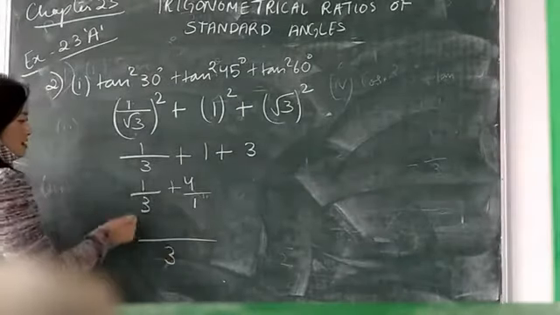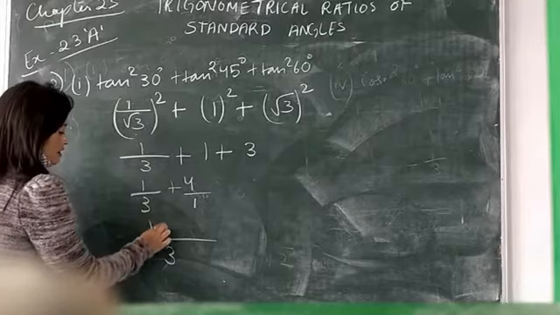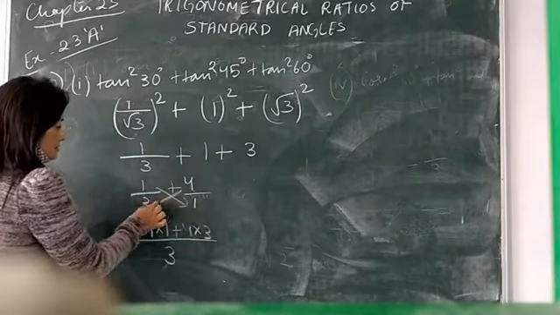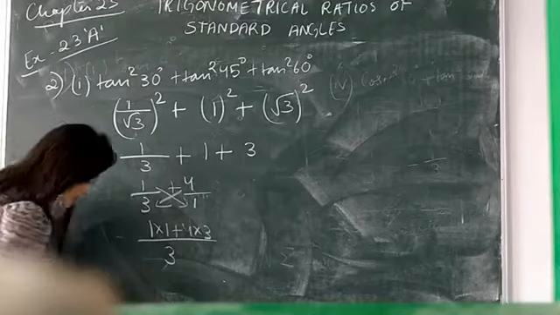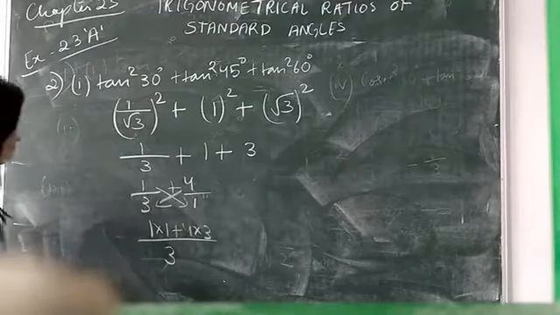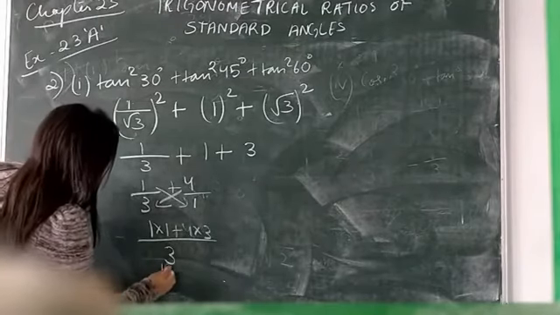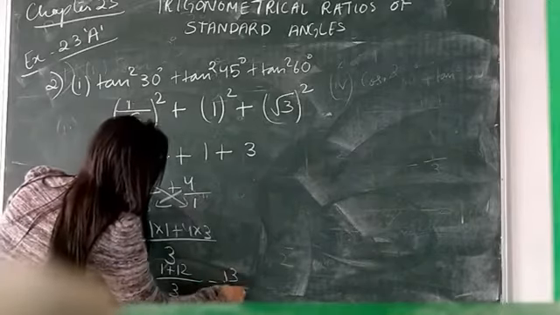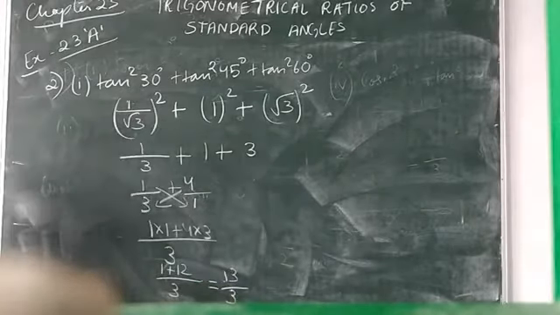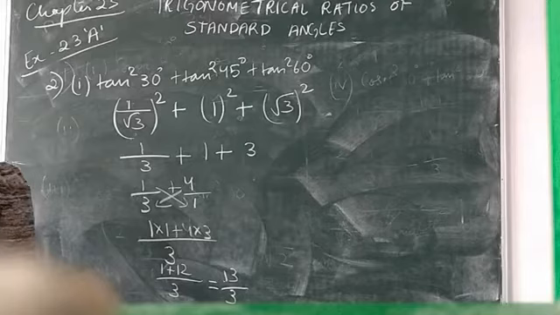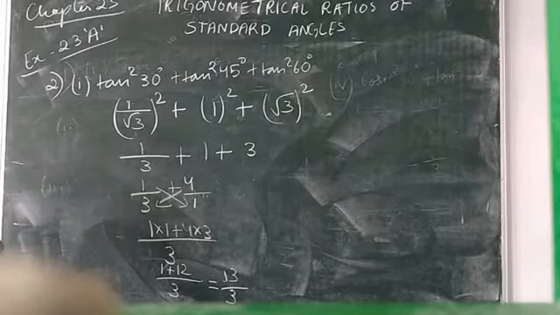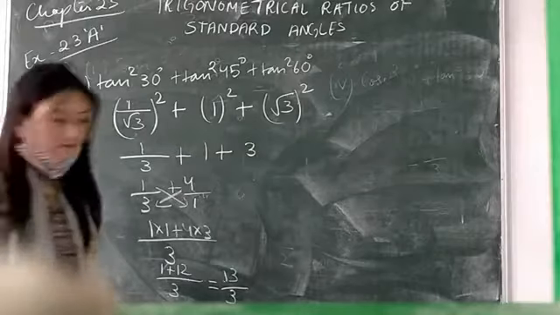LCM is 3. So 1 into 1 plus 4 into 3. Simple cross multiplication, you know that. And how much do we get? 1 plus 12 upon 3, which is your 13 upon 3. That would be your answer. Okay, so this is number 1. I'll do number 2 as well, and number 3, I want you to do it yourself.